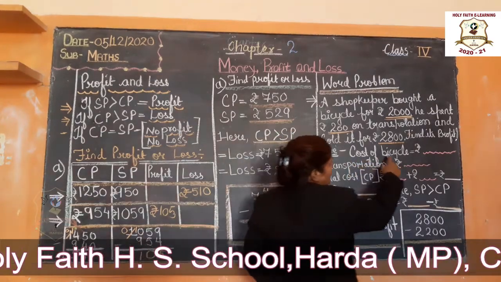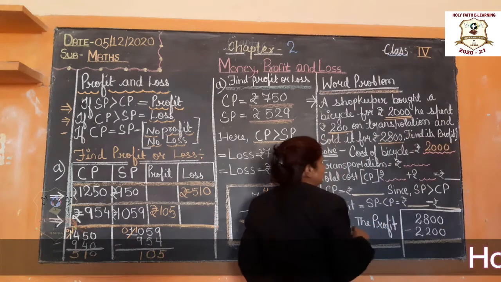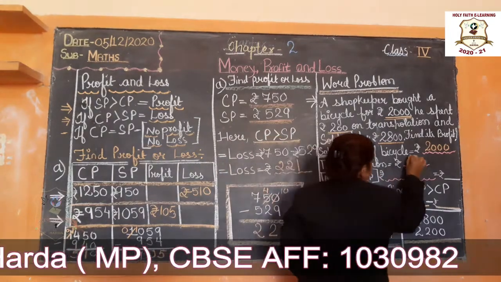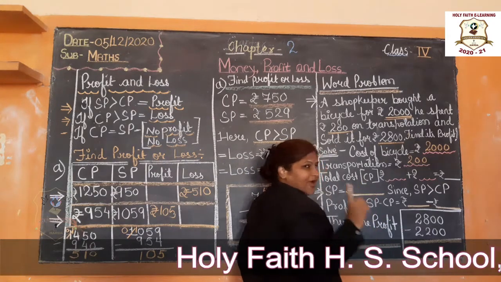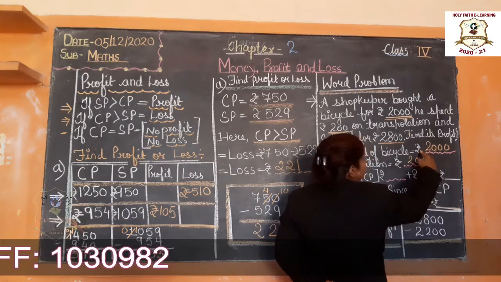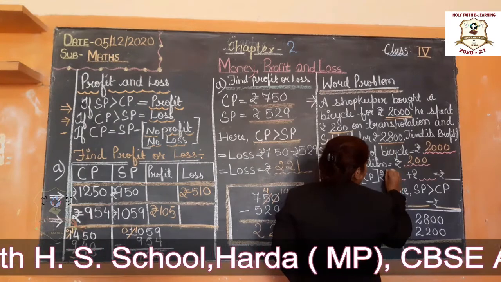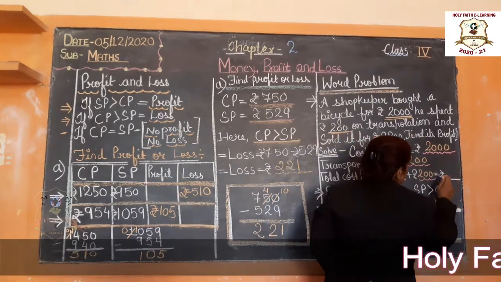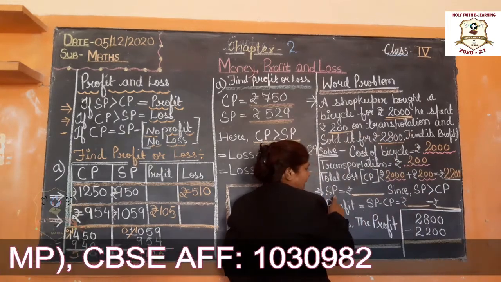So here the cost price of the bicycle, what is the cost price of the bicycle? 2000 rupees. And transportation, how much did he spend on transportation? 200 rupees. Now the total cost, the cost price, we will add this. So rupees 2000 plus rupees 200. So 2000 plus 200 is equal to rupees 2200.